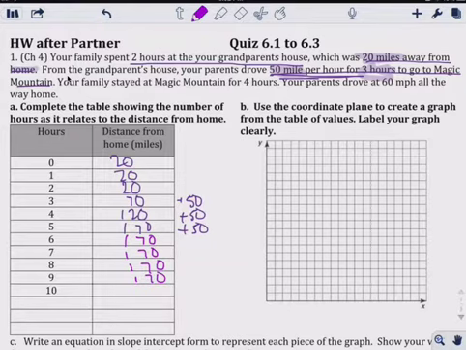Your parents drove at 60 miles per hour all the way home. So you're driving 60 miles per hour all the way back home. So you minus 60. That gives you 110, minus another 60 from that, that gives you 50.